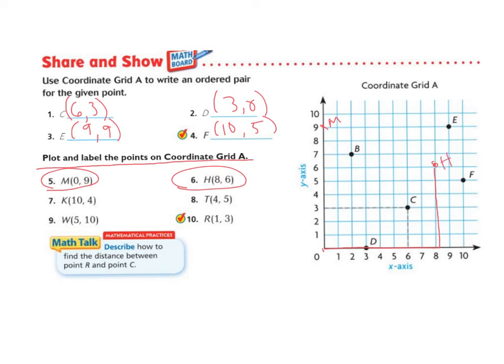Okay? So the next one is K, and K is (10, 4). So I'm going to go over 10, and I'm going to go up to 4. So I'm going to plot my point right there, and I'm labeling it K. All right, let's do the next one. So for T, I'm going to go over 4, and then I'm going to go up to 5, and I'm going to plot my point right there. Okay, and I'm labeling it T.